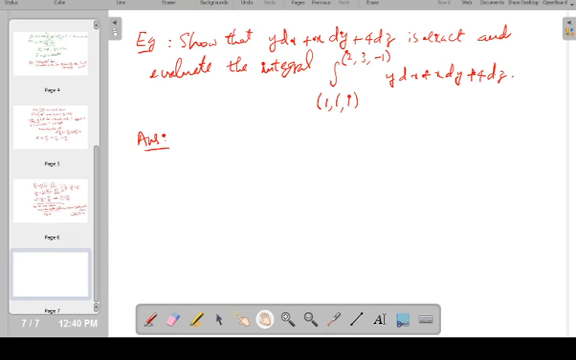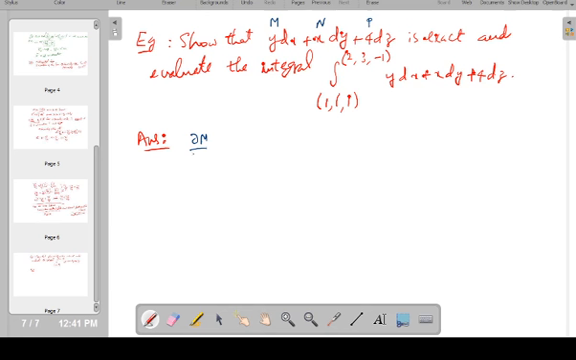This is not new to you, because exact differentials are in one-to-one correspondence with conservative vector fields. So how do I check exactness? Here M of x, y, z is y, N of x, y, z is x, and P of x, y, z is 4. Exactness is the same as saying that the corresponding vector field is conservative.